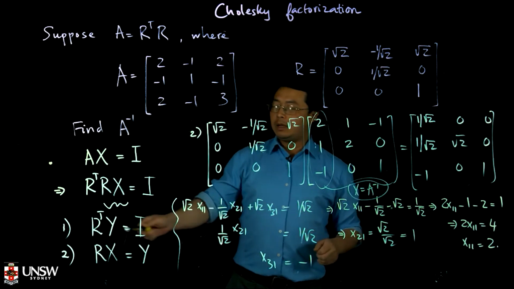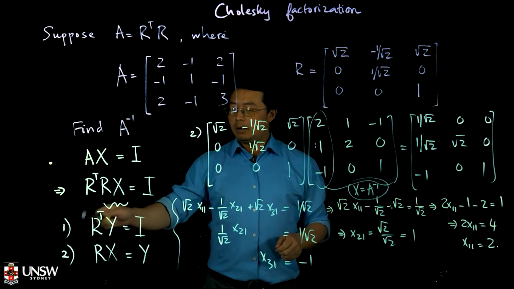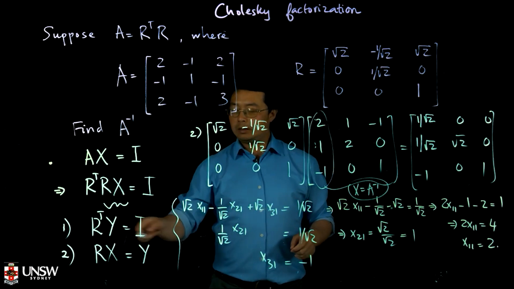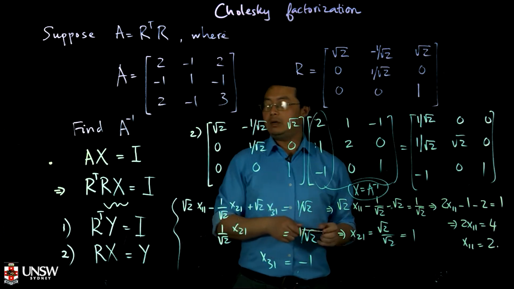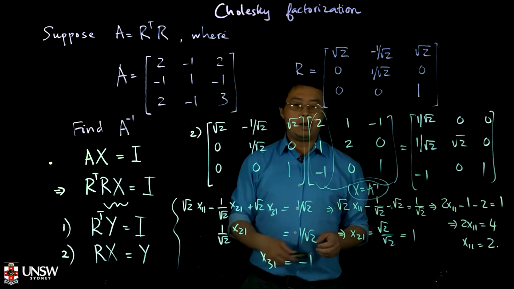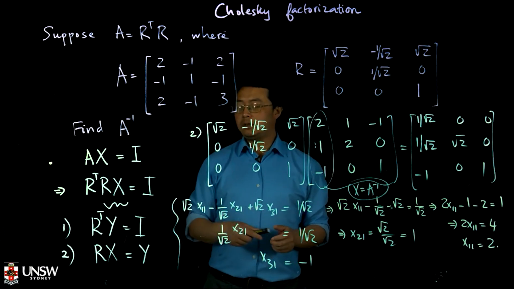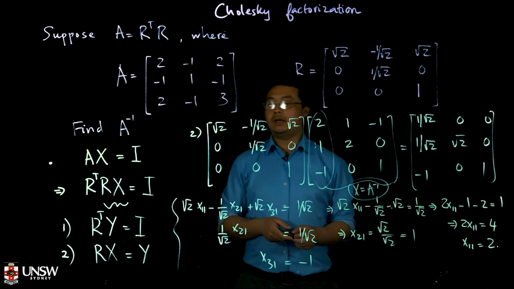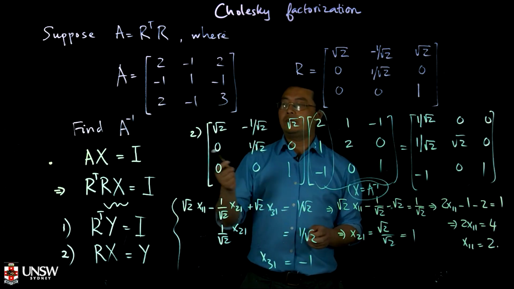This first equation you can solve using forward substitution, and this equation you can solve using backward substitution, and it can be programmed very easily using MATLAB or other languages. So that is the advantage of the Cholesky factorization when you try to use it to find A inverse.